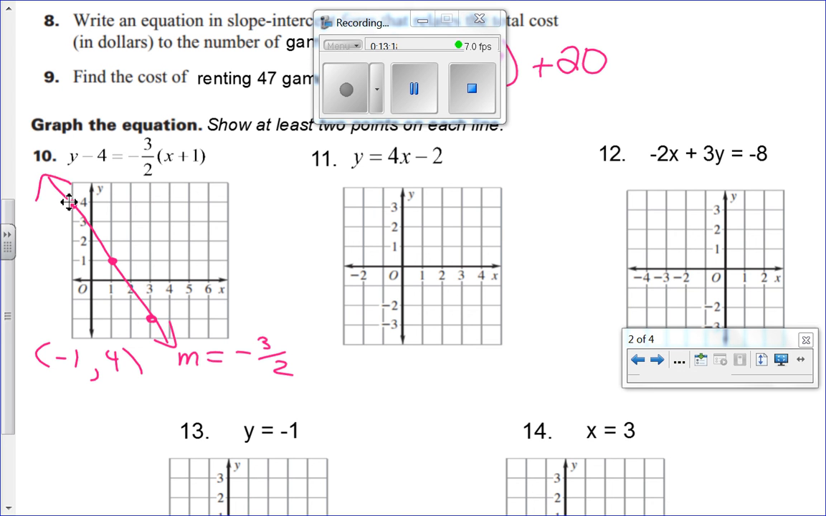Number 11. Ken has an idea. 4x is the slope, and then y is 1, and then -2 is x. Well, this is a different form. In number 10, we are in point slope form, so we identified a point and a slope. Now we're in slope intercept form. So my slope is 4, but what's my y-intercept? -2. So that's actually where you want to start, down there at that y-intercept position.